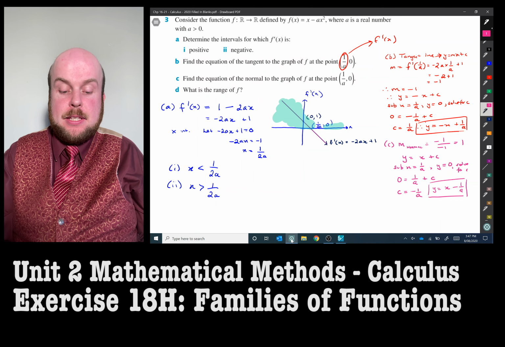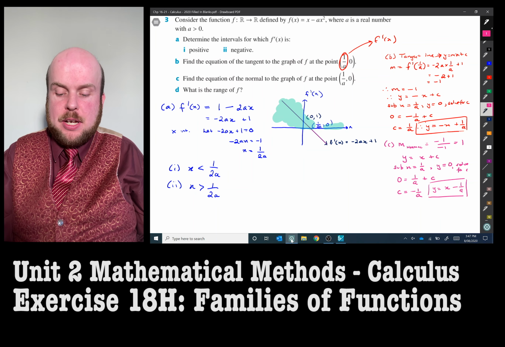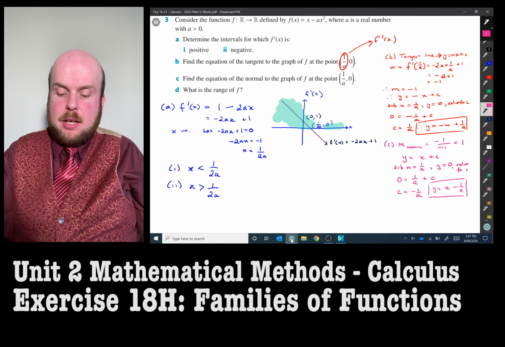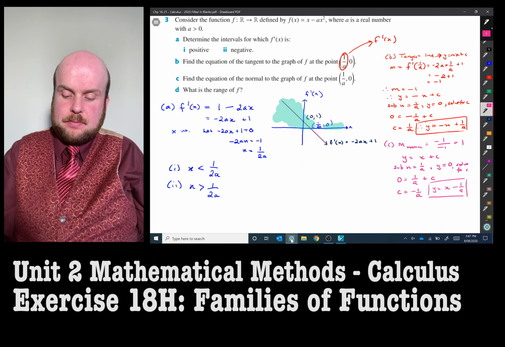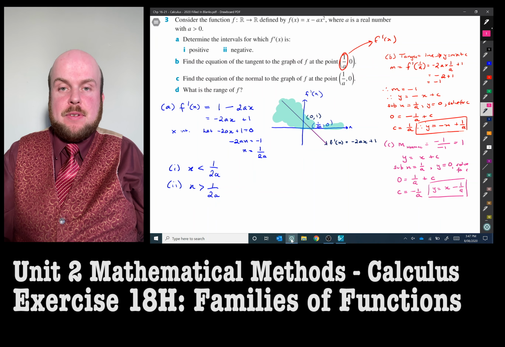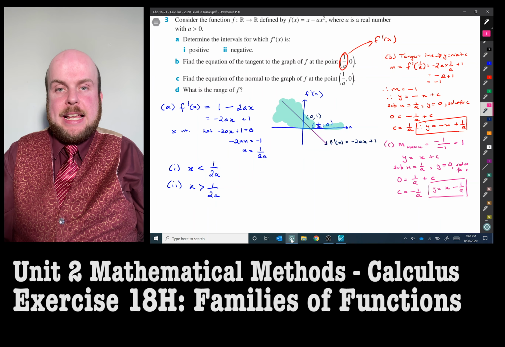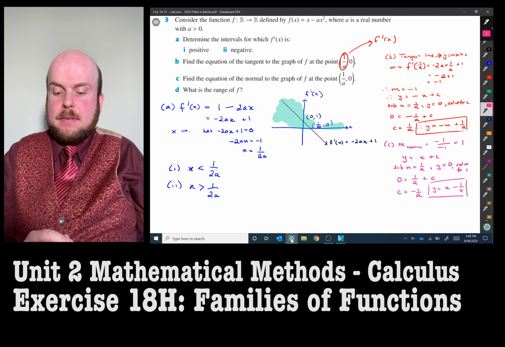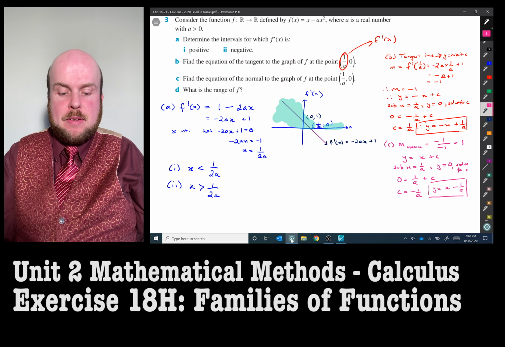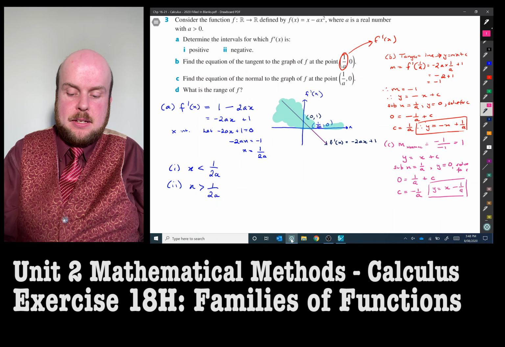The last thing is to find what is the range of f. This one is a little bit more of a challenge to find, mainly because we have to understand what's happening with the graph. We know that a is a positive number. It has to be a positive number because we have established this here.